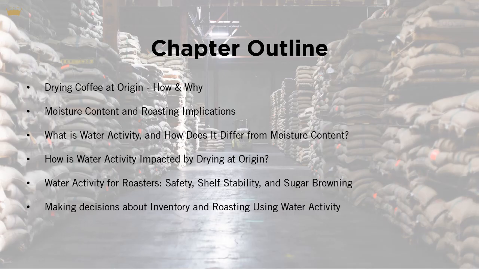Today's class will cover a number of different topics related to water activity and moisture content. We'll look at how drying coffee at origin happens and why it's important. We'll look at moisture content and its implications for roasters. We'll also examine water activity, define terms, and figure out how it differentiates from moisture content. Further, we'll look at water activity and its impact from the drying processes at origin, and then examine water activity and the roaster, topics including safety, shelf stability, and sugar browning. And finally, we'll look at inventory decisions and roasting decisions that can be made based on water activity of green coffee.